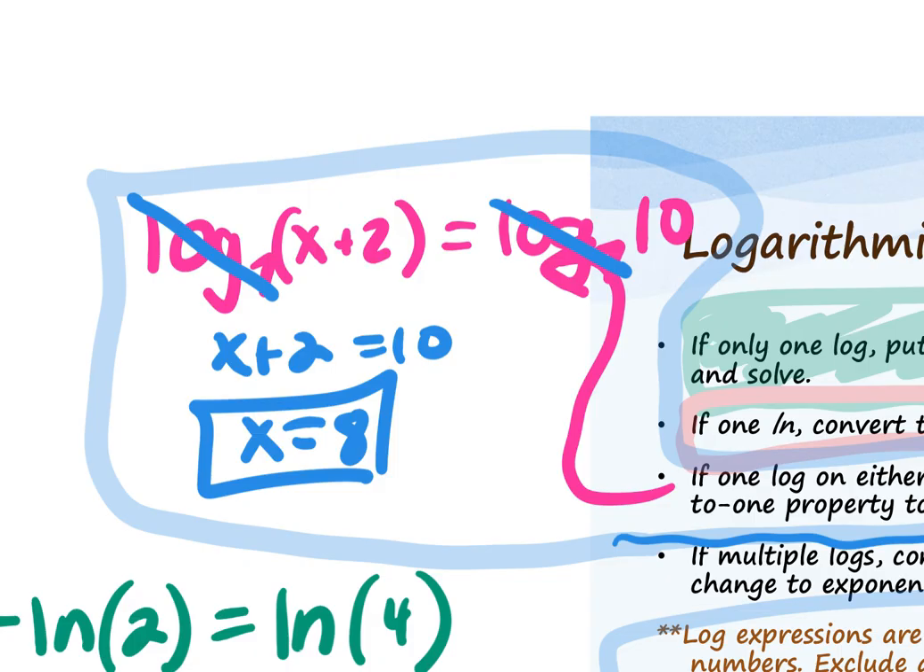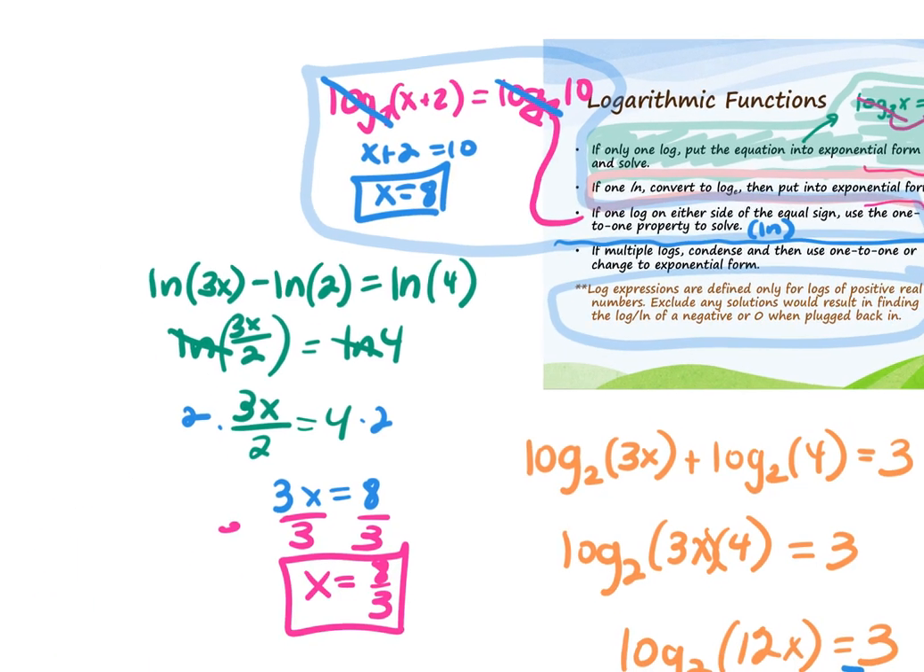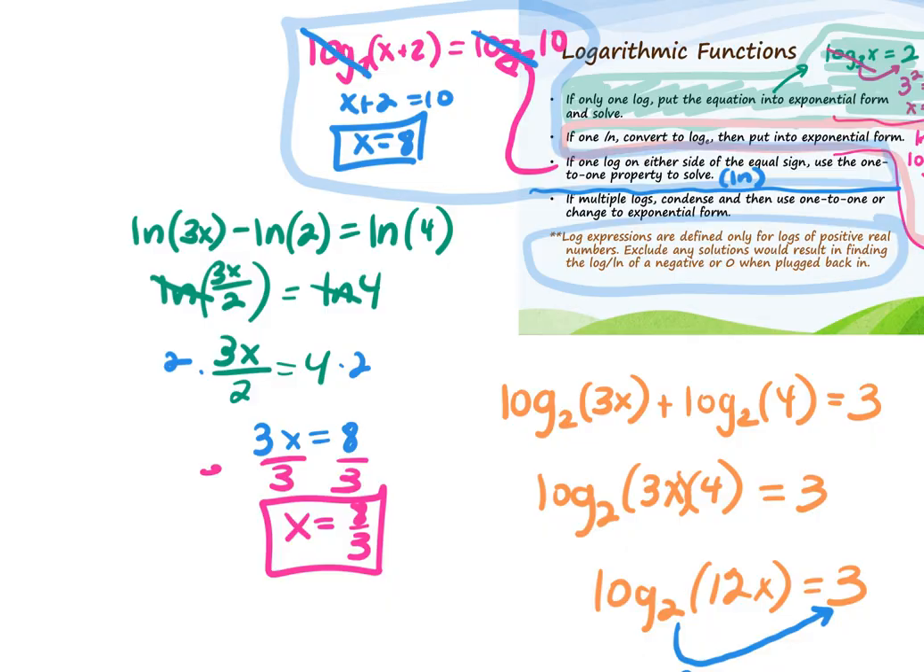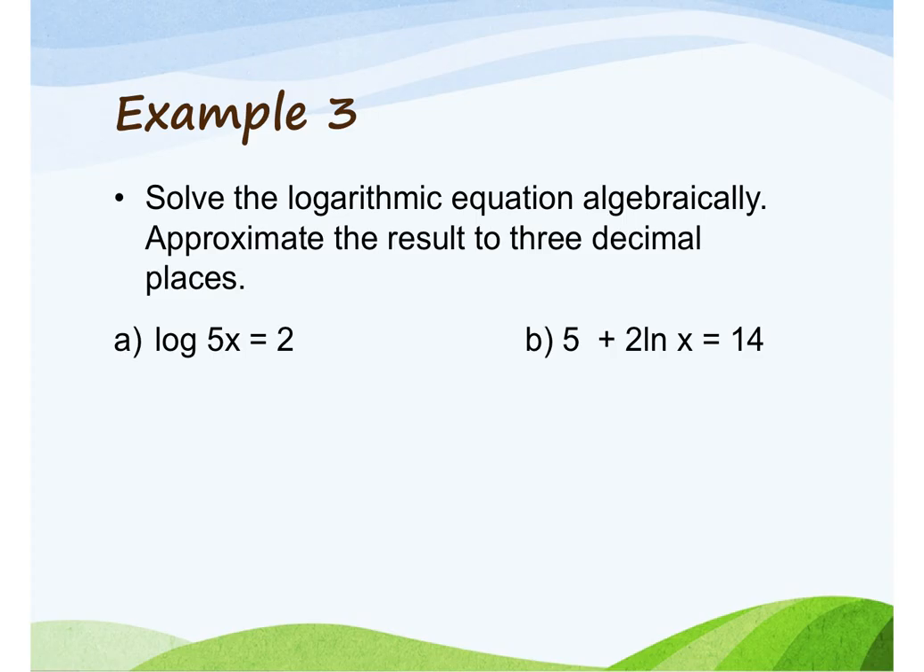You get to the end, you go back and you say, can I plug it back in? And if I plug it back in, is what's next to my log going to stay positive? As long as it's positive, I can keep that answer. If it's 0 or it's negative, I cannot. All right, let's go to example 3. It says solve the log equation algebraically, approximate your result to 3 decimal places. See if you could do it.